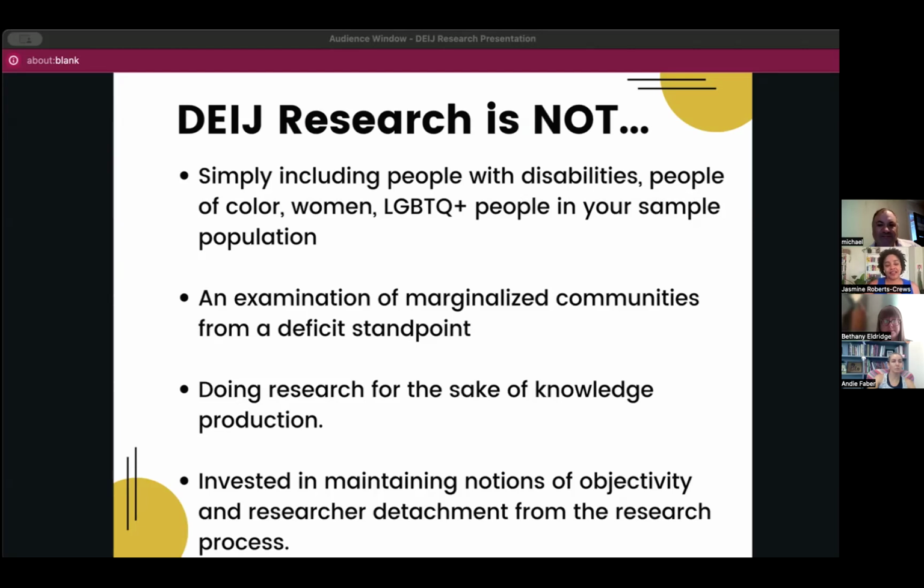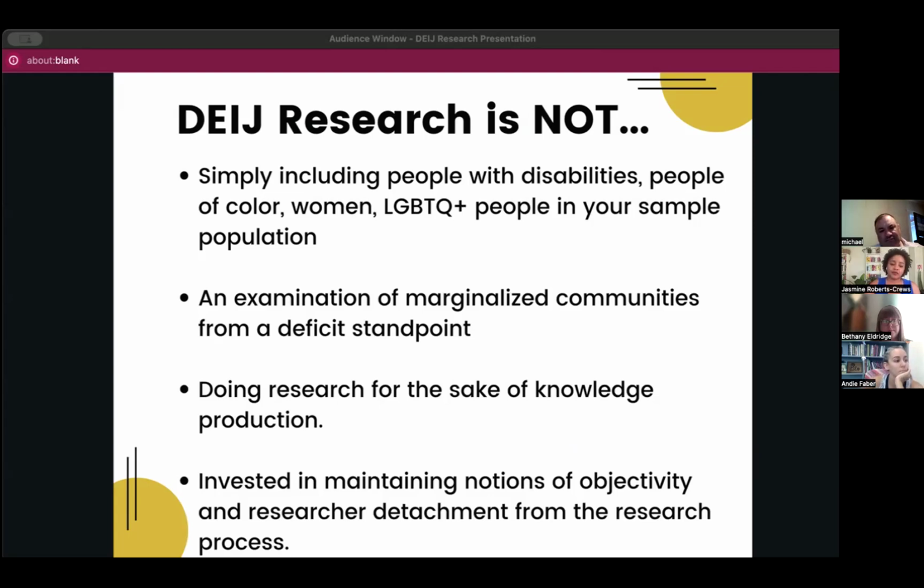And then my second to last point, we know that in academia, especially if we are on the tenure track, we're under a great deal of pressure to be productive in our research program. And so it lends itself to being more about doing research for the sake of knowledge production, for the sake of getting tenure. And knowledge production alone is not going to do anything to elevate the experiences of marginalized communities, especially if that research remains in the academy. So that's not what DEIJ research is about, okay?